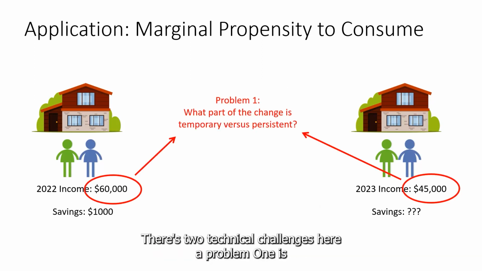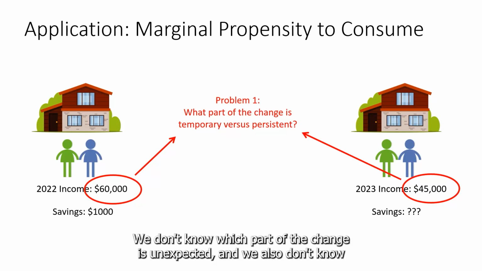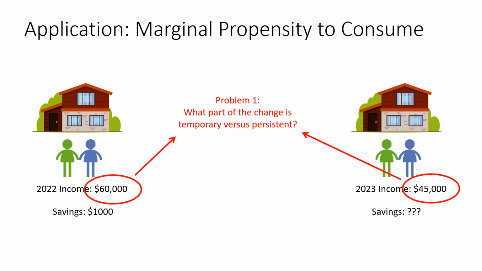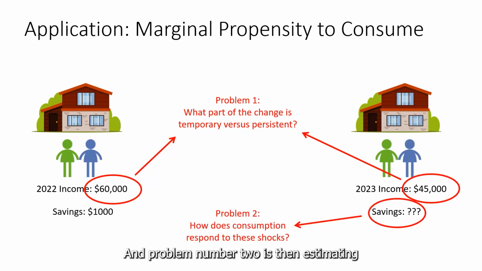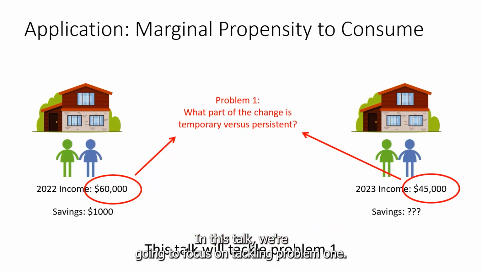There's two technical challenges here. Problem one is we observe income in 2022, we observe income in 2023. We don't know which part of the change is unexpected, and we also don't know whether or not the shock is temporary or it's persistent. And problem number two is then estimating how the consumption actually responds to these shocks. In this talk, we're going to focus on tackling problem one.